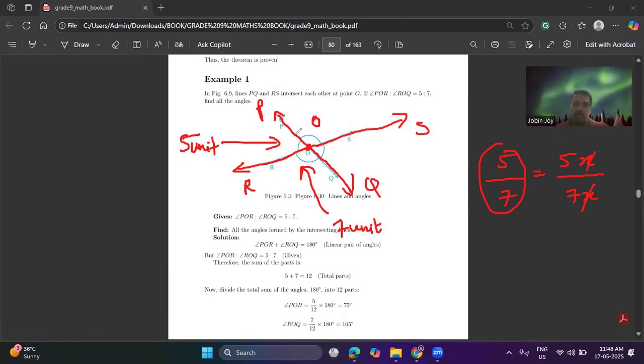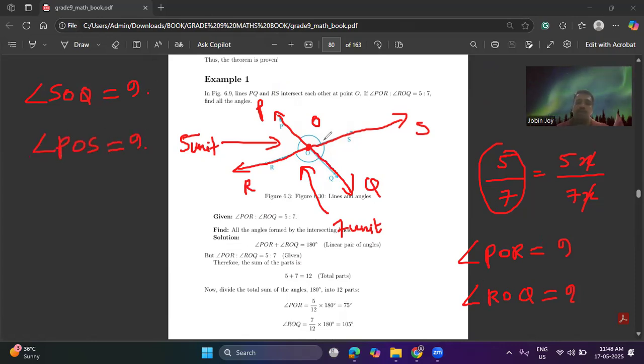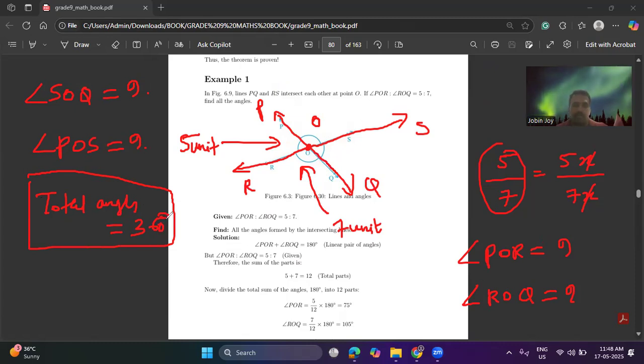Calculate all the angles. What is angle POR? What is angle ROQ? What is angle SOQ? What is angle POS? We have to find the total full angle. We know that the total angle will be 360 degrees because this is a circle. When you add all these angles, you will get 360 degrees, right?